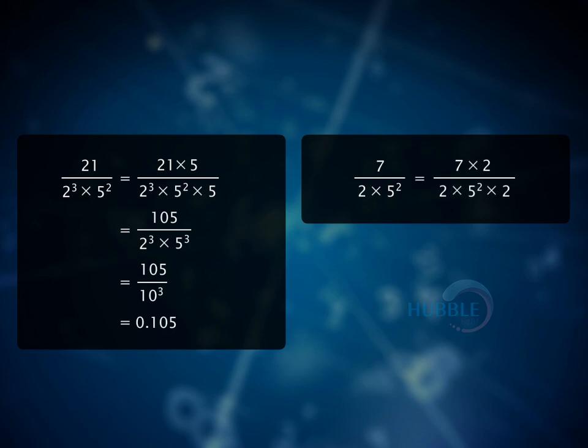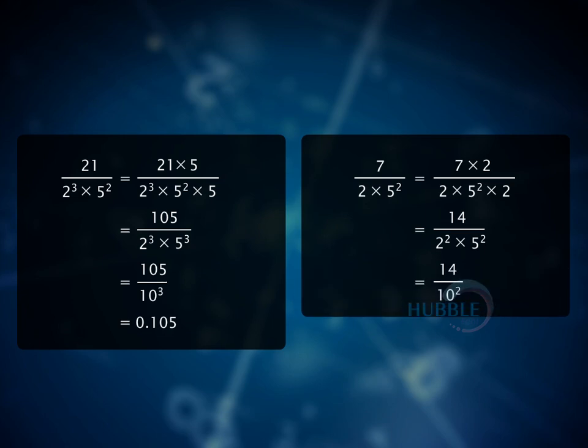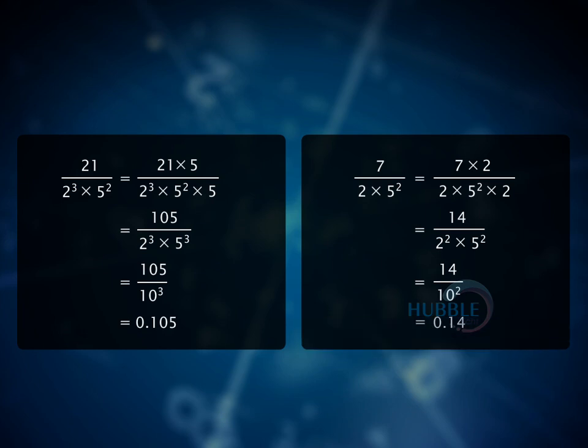Similarly, in the second problem, let's multiply the numerator and the denominator with 2. Therefore, we find that the given rational number terminates after 2 decimal places. In general, we can say that the decimal expansion terminates after as many digits as the exponent of 10 in the denominator, that is, the highest exponent in the denominator of the given rational number.